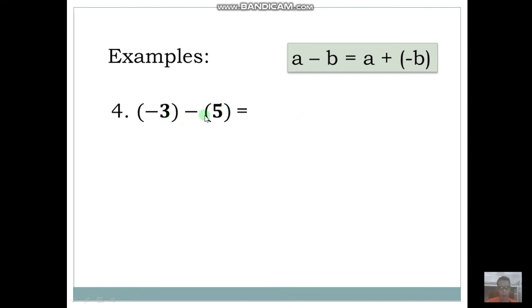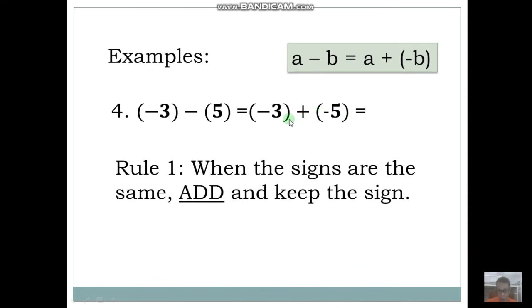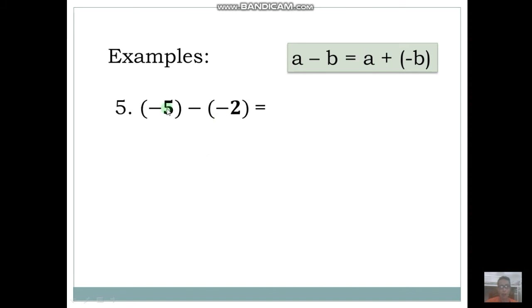Alright? Next example, negative 3 minus positive 5. Alright? So, we will follow the same. So, yung first integer, just keep it. Then, change the operation from subtraction to addition. Then, change the sign of your subtrahend from positive, magiging negative 5. Alright? Then, parehas na yung sign na integers. Okay, from here, we will apply rule number 1 of addition of integers. So, we will add the numbers and keep the sign. So, the answer is negative 8. So, we add the number and we keep the sign. Okay, ito yung ibig sabihin ng rule number 1.